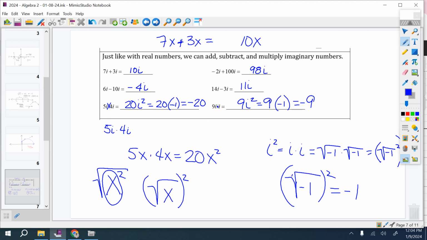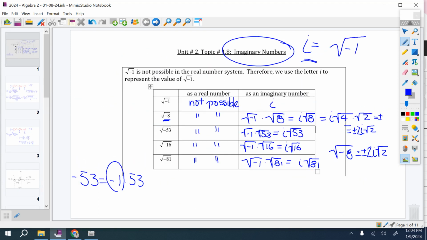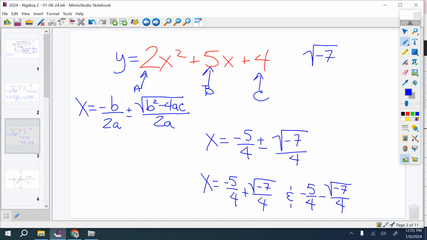Okay, well here we are, and let's do a quick review of everything we've covered so far. All right, we're talking about imaginary numbers and that the square root of -1 is not possible in the real number system. Therefore, we use the letter i to represent the value of the square root of -1. Why would we do that? Well, let's take a look here.